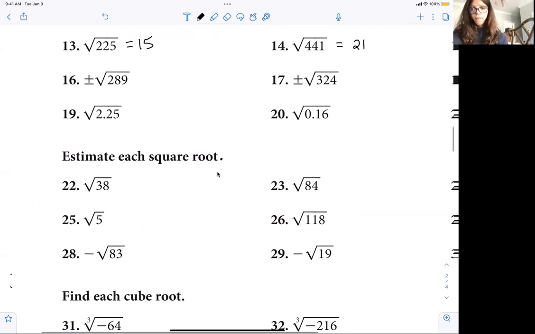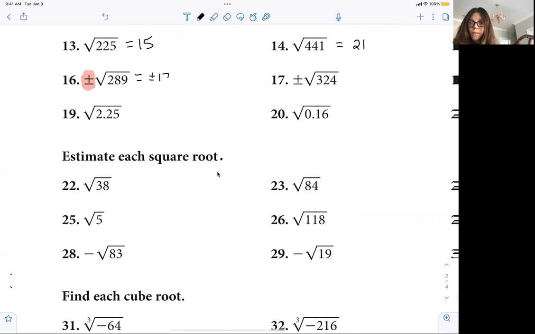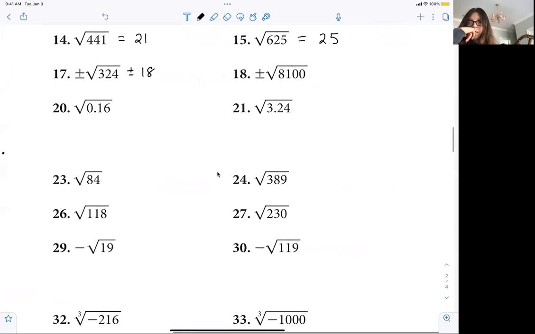Now, for number 16, don't be confused by this symbol right here. That literally just means what? Plus or minus is what they say. So the answer is plus or minus 17. And then, of course, 324 is plus or minus 18. And if we continue on, plus or minus 90.